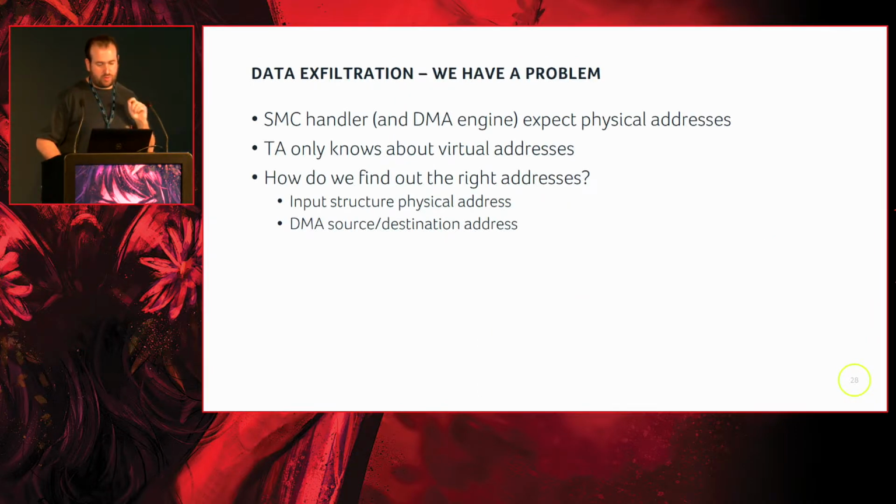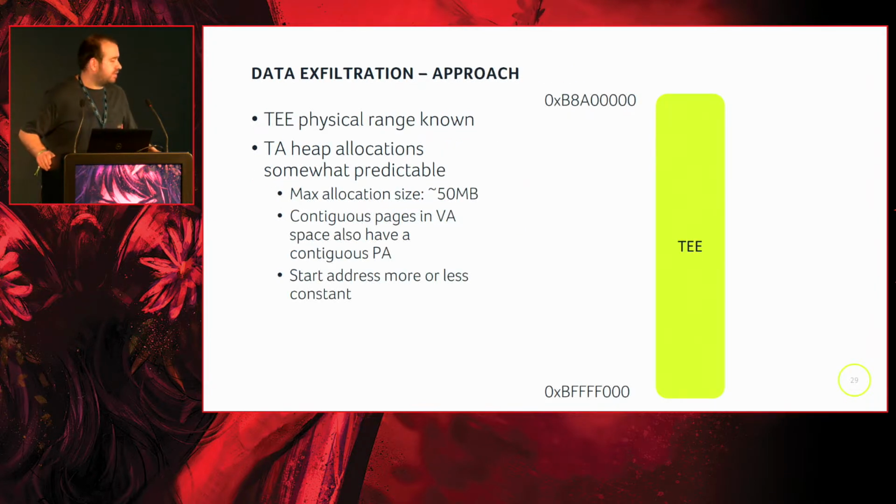We have only a small problem left, and it is that the SMC handler and the DMA engine expect physical addresses, and the TA has no idea about physical addresses. The TA runs in its own virtual address space, and we need to find a couple of physical addresses. One is the physical address of the structure that contains the definition of the buffers, and the rest are the physical addresses of the buffers themselves for doing the DMA. Fortunately, this is not too complicated because there are a few things that we know.